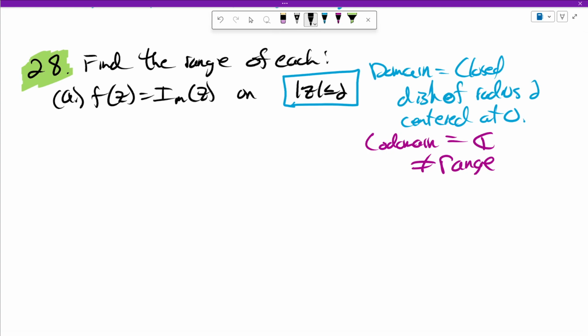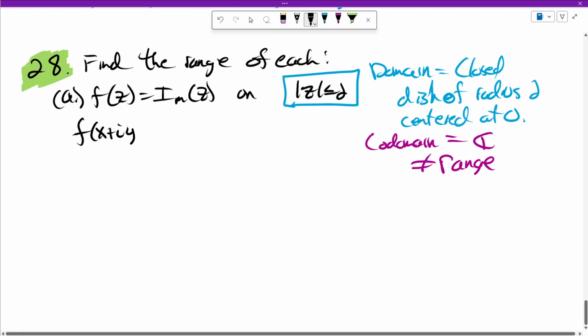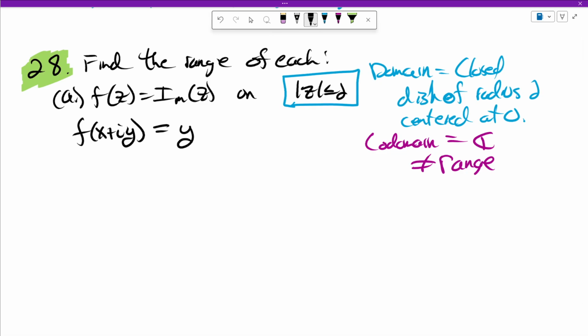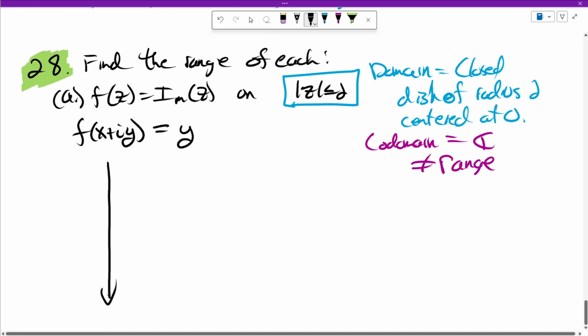So let me just notice something here. If we were to write our z as a function of x and y, this is just the imaginary part, so it's y. So we want to know what values y can take on. That's the range. Now our inputs are the closed disk of radius 2. So let's just graph that real quick. It's always helpful to stare at a picture if you can.